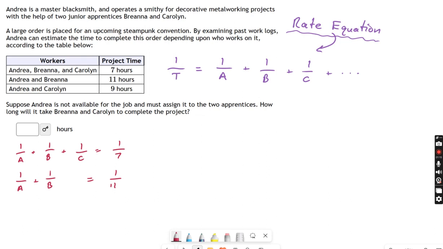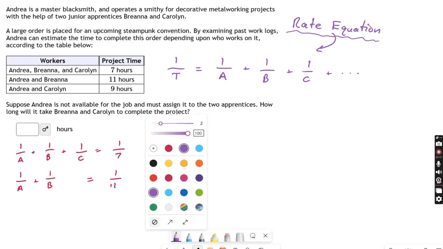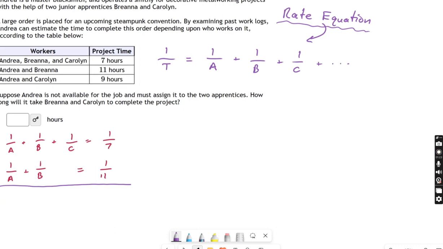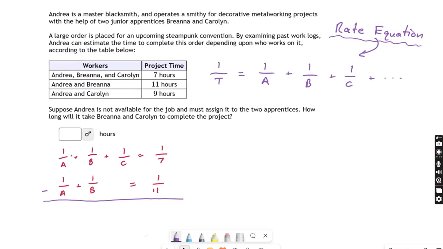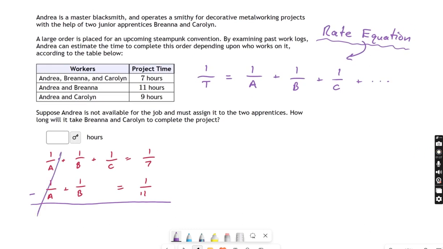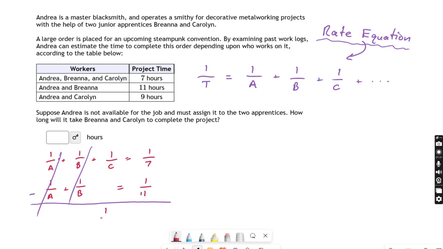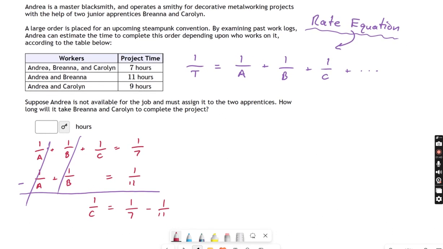Now you can use some tricks for handling equations, which might seem kind of funny, but look what happens if I subtract these two equations. The 1 over A's cancel out, the 1 over B's cancel out, and what are we left with here? Well, just this. 1 over C equals 1 over 7 minus 1 over 11. And that's all we need to know about 1 over C.